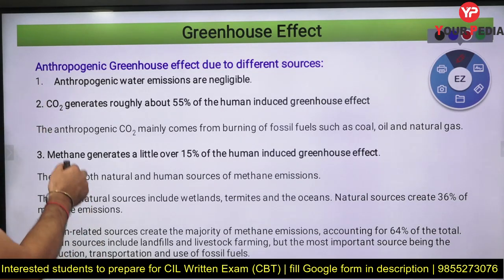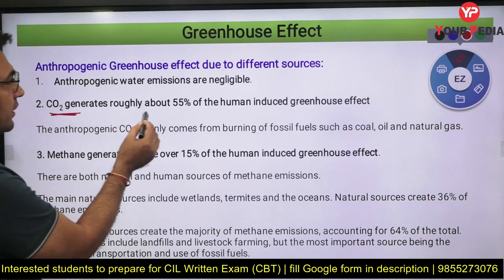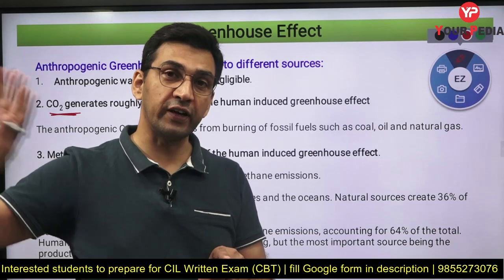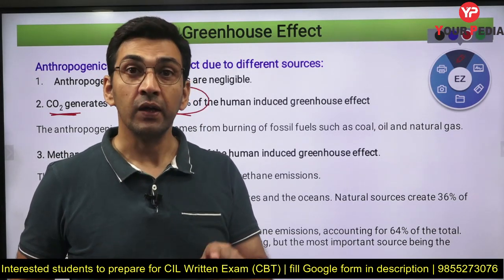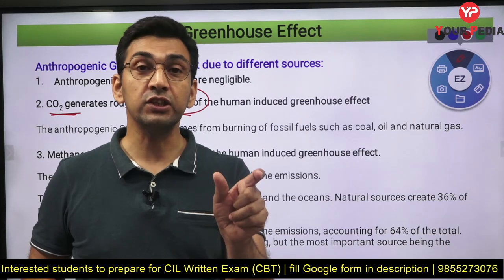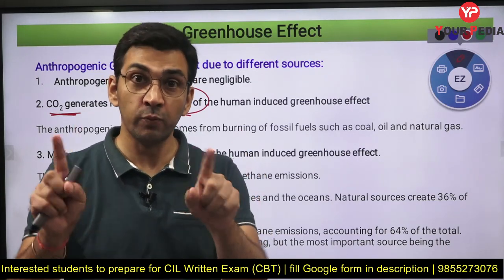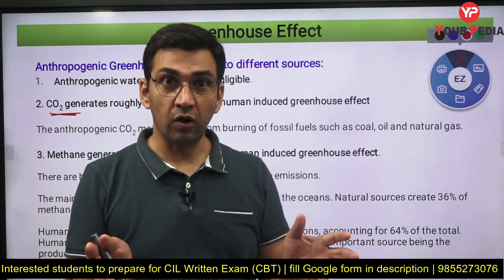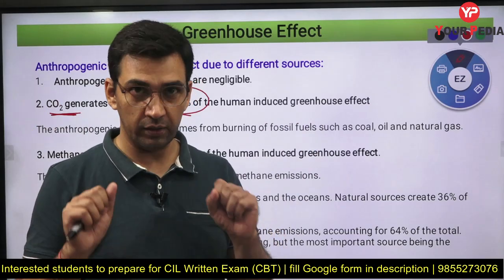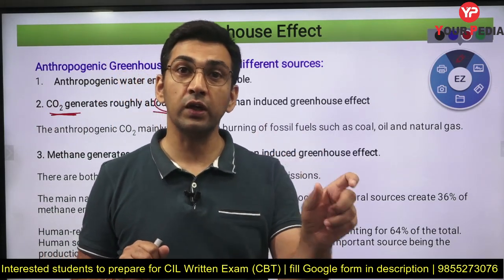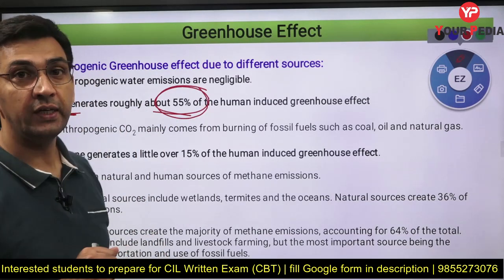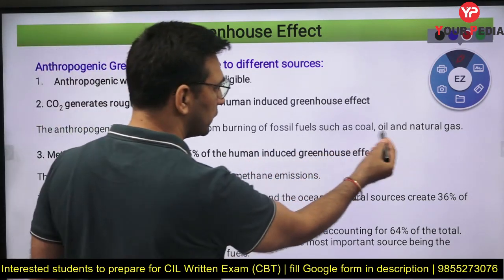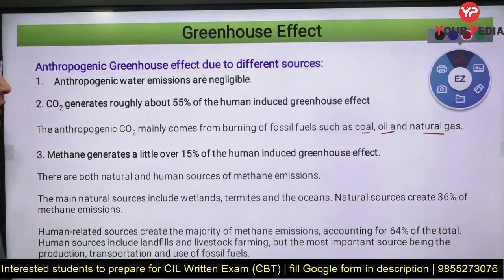And the other one is the most predominant effect, that of carbon dioxide generation. Of all the different greenhouse gases that we are releasing through human activities, carbon dioxide alone contributes roughly 55% of the total human-made greenhouse effect. Combined together, all the gases we release, carbon dioxide solely is responsible for roughly 55% of that. Carbon dioxide sources you already know: coal, natural gas, and all those fossil fuel burning.